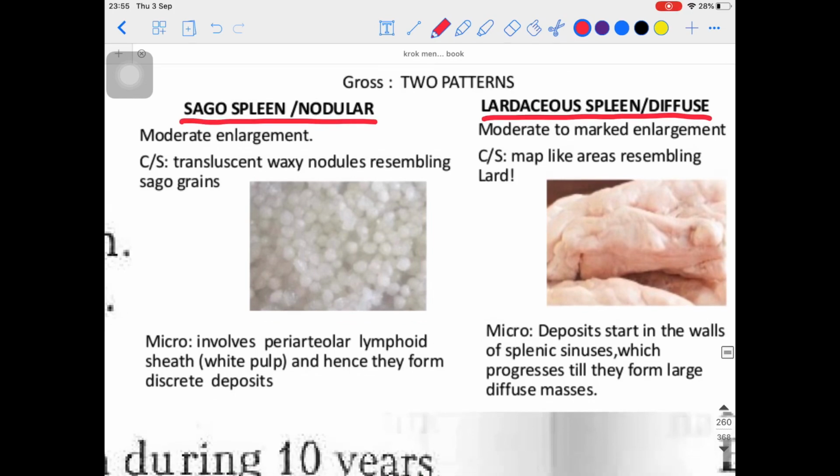Now clinical signs, what are they? Translucent waxy nodules resembling sago grains. Resembling what? Sago grains. Now what do you mean by sago grains?